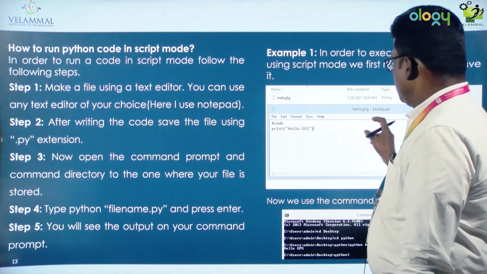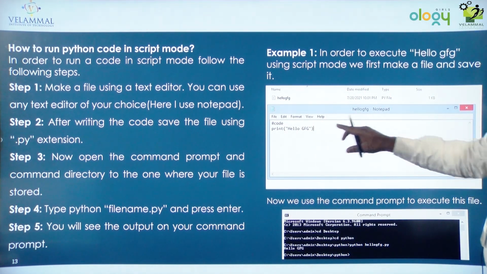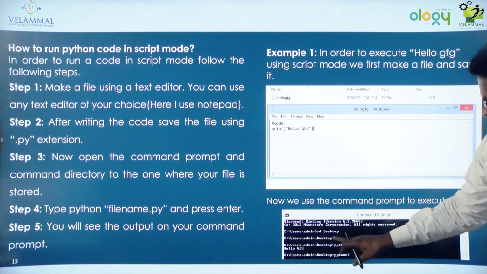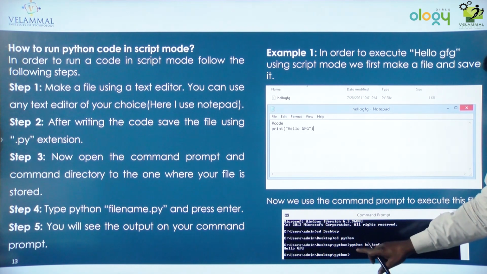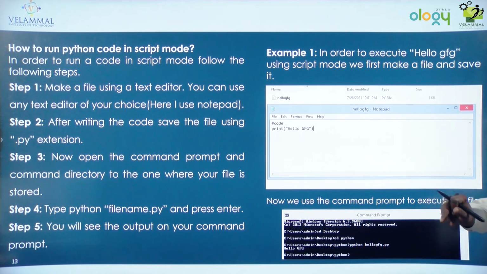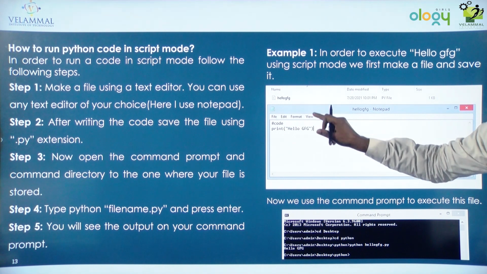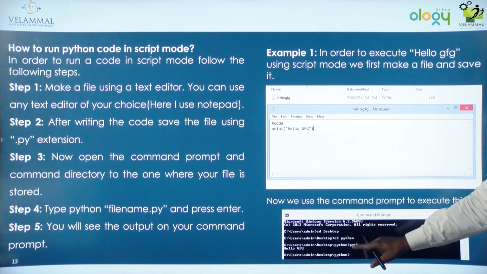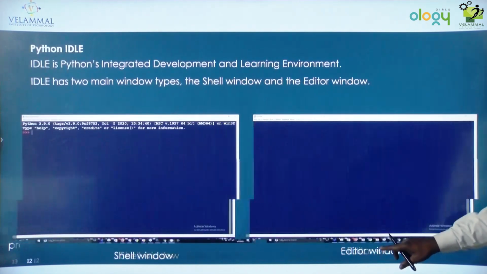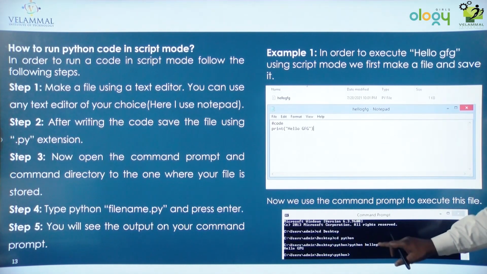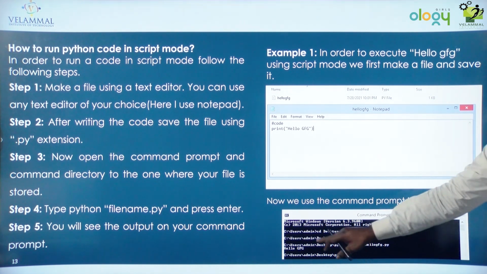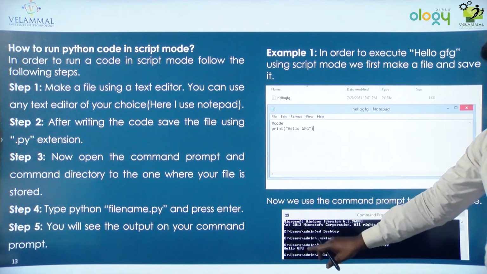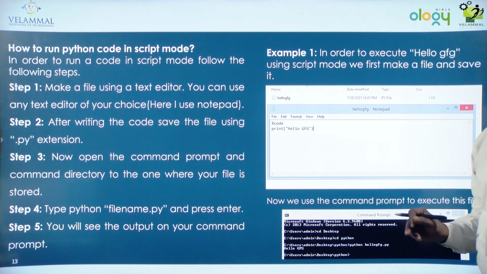Right. This is the Notepad. Here I have entered the code. That code has been executed by using python hello gfg.py. The name of the program is hello gfg, so I have saved it as hello gfg.py. By using this command, python hello gfg.py, the code I have written prints hello gfg. So, it has been printed.